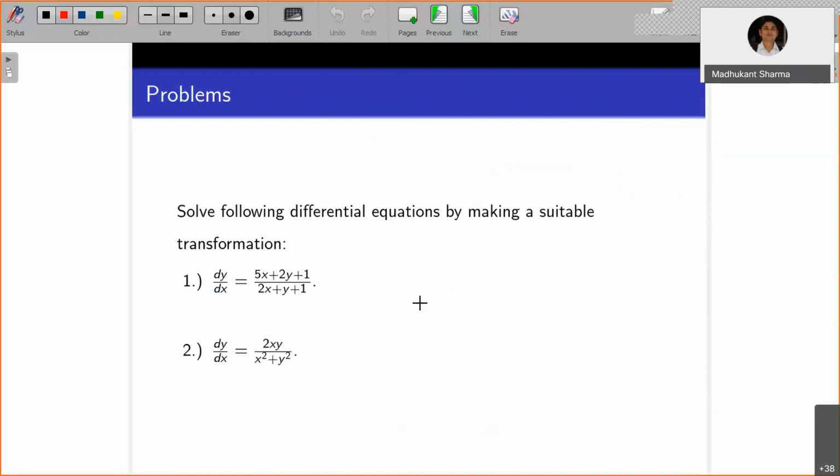Right. Now these problems are a bit lengthy, so I want to avoid them during the lecture sessions. We may deal with these problems during the tutorial session, because this includes transforming into a homogeneous form.